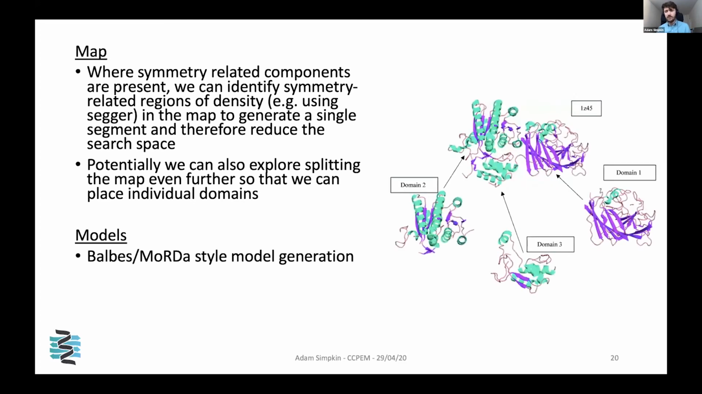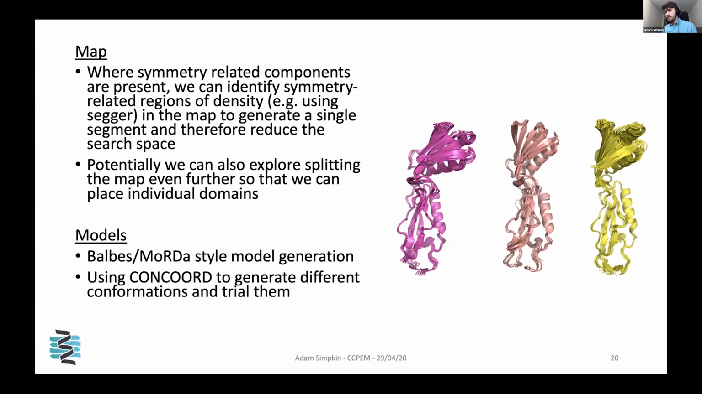The other thing we can have a look at is how we can change our models. One of the ideas that we've had on this is to maybe use MrBUMP style model generation. What these do is, in the case of this three-domain structure, they take the domains that are sequentially the most similar to the target, but then they will align them with many, many different homologs, which may have a range of different conformations. And then hopefully, by testing all these different conformations, they can find something that is more similar to their target.